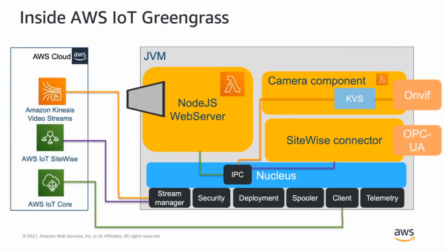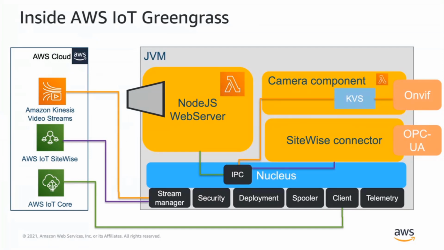General telemetry about how the Java virtual machine is doing, how the OPC UA server is doing, that kind of good stuff. And then IPC, so it also handles all the inter-process communication. So if the Sitewise connector needs access to certificates, or it needs access to the stream manager and other things, Nucleus deals with that.